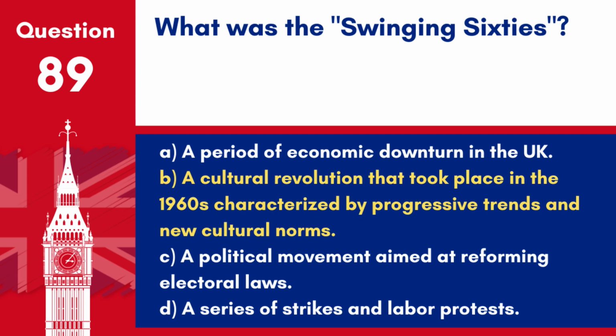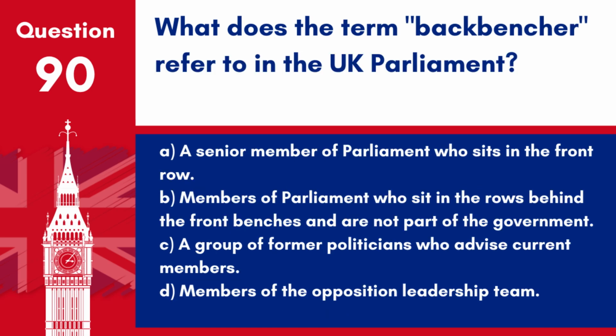Answer: B. A cultural revolution that took place in the 1960s, characterized by progressive trends and new cultural norms. The swinging 60s marked a period of significant cultural change, affecting music, fashion, and societal attitudes. Question 90. What does the term backbencher refer to in the UK Parliament?